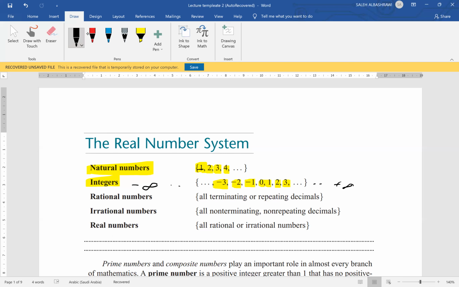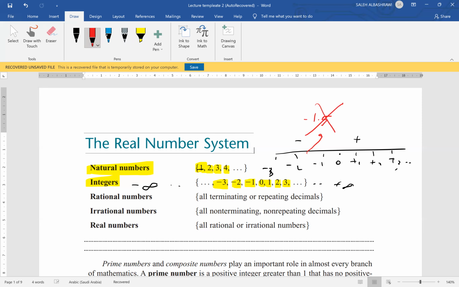Sometimes we can write it on the number line: 0, then the positive to the right is +1, +2, +3, up to plus infinity. To the left, we have negative numbers, -1, -2, -3. So we don't have something like -1.5. We don't have these fractions. What we have are integers: negative numbers, positive numbers, plus the 0.